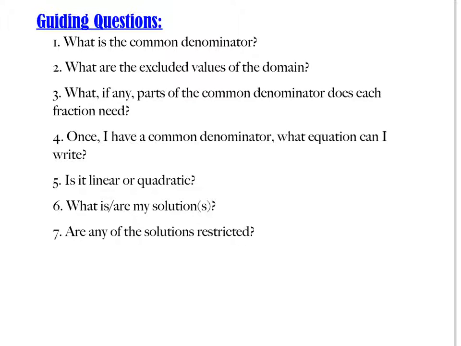So these are my guiding questions that, if I'm stuck, kind of get me through this process. So we're going to be living with that common denominator again. So what's the common denominator? We are bringing back excluded values because our goal here is we're solving for x. So if I'm solving for x, I need to know what x cannot be so that if I get one of those solutions, I'm able to eliminate it. And then, like when we were adding and subtracting, what, if any, part of the common denominator does each fraction need? Once I have a common denominator, what equation can I write? Is that equation linear or quadratic? So how am I going to solve it? What are my solutions? And then are there any solutions that are restricted? So let's go ahead and get started.